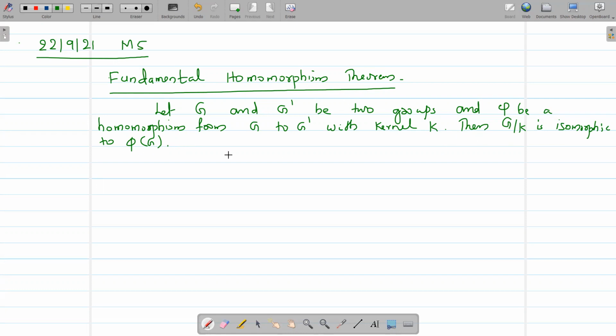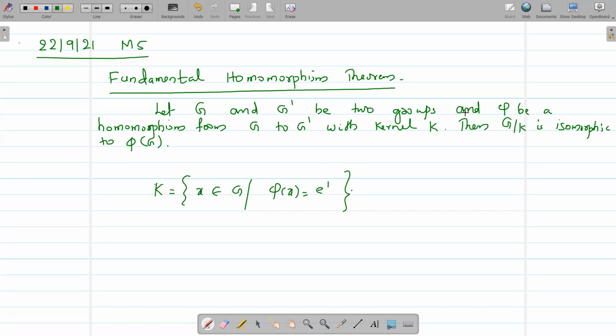ഈ തിയറത്തിനകത്ത് ഒന്ന് രണ്ട് കാര്യങ്ങൾ മനസ്സിലാക്കാനുള്ളത് നമ്മൾ നേരത്തെ പഠിച്ചിട്ടുള്ളതാണ്. കേർണൽ ഓഫ് എ ഹോമോമോർഫിസം. Kernel of a homomorphism is given by, so here kernel is K. K is equal to the collection of all x belonging to G such that phi of x is equal to the identity e dash of G dash.